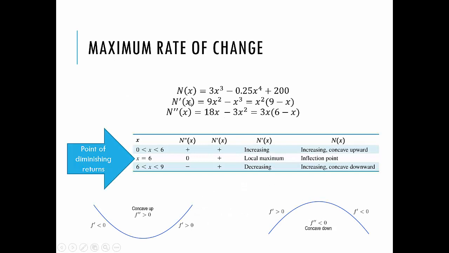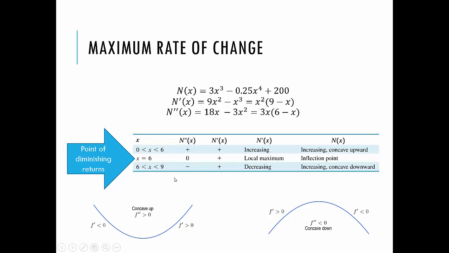I went ahead with my first derivative and factored out an x squared, so I can certainly see where critical points are. I can look at my second derivative and see where inflection points are happening. With my first derivative, if I plug in anything from 0 to 6, this is always going to be positive. Even all the way up to a little bit less than 9, like 8, this is always going to be positive.